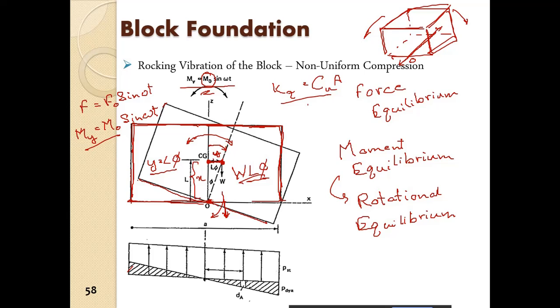Now apart from that, what other moment will arise? These two we can consider to be destabilizing moments. Now apart from that, we have the non-uniform part of the compression, which will now stabilize the motion. Okay, so now how to find that out?